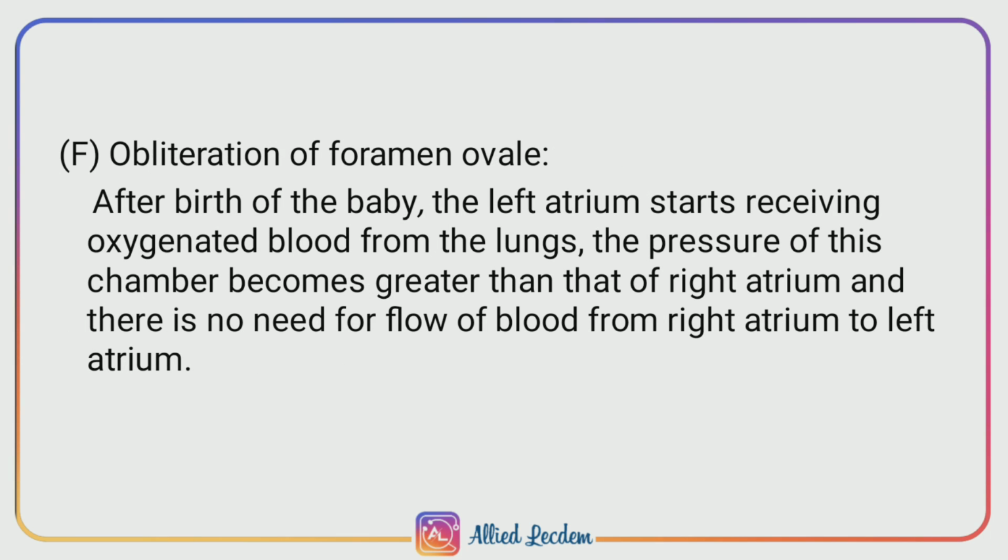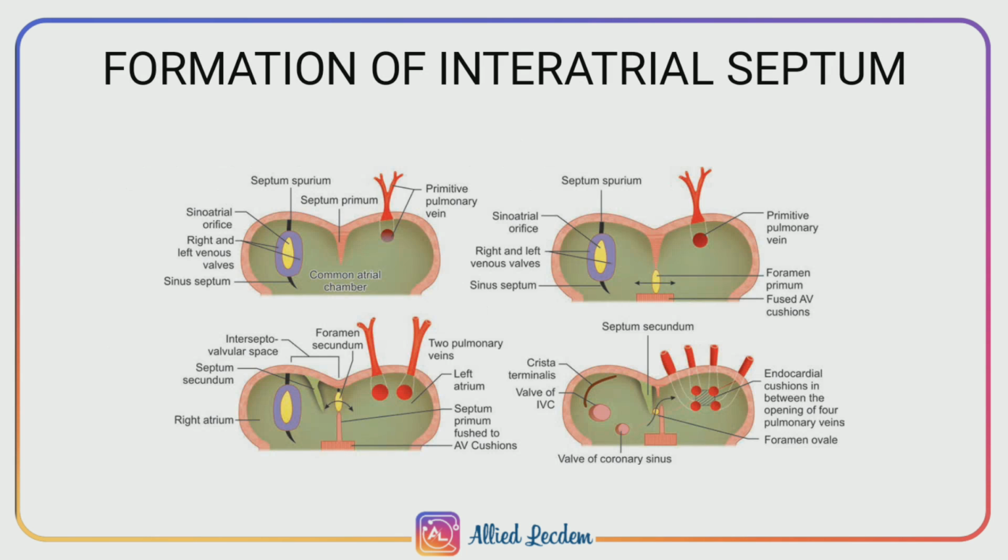Sixth, obliteration of foramen ovale. After birth of the baby, the left atrium starts receiving oxygenated blood from the lungs. The pressure of this chamber becomes greater than the right atrium and there is no need for blood to flow from the right atrium to the left atrium. The foramen ovale is therefore obliterated by fusion of the septum primum and the septum secundum.